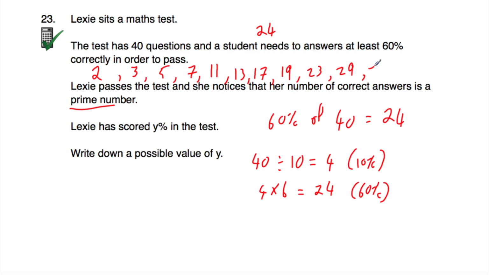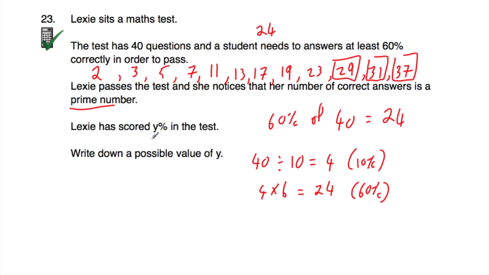30, no. 31, yep, could be 31. 32, well, let's not consider any more even numbers. 33, no, it's in the 3 times tables and 11 times tables. 35, no, 5 times tables. 37, yeah. And 39, no, because that's in the 3 times tables as well. So in terms of the scores that Lexi could have scored, she could have scored 29, 31 and 37. So they're the possible number of marks that she could have got in the test.